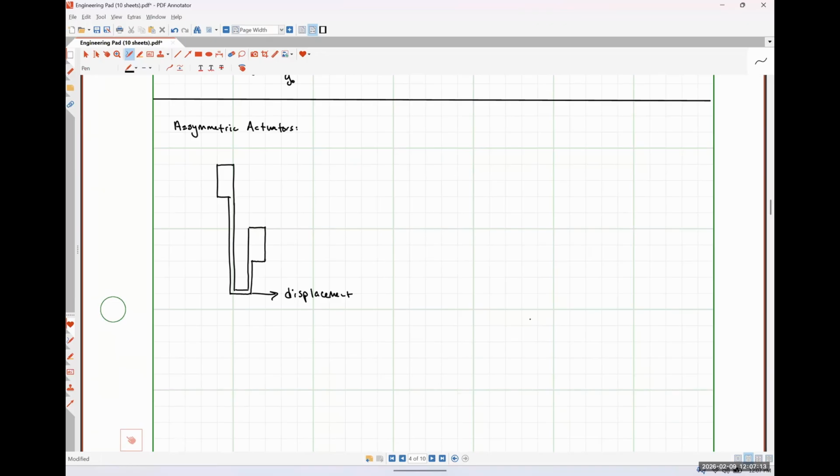Another way we can do something similar to this is to have two legs that are the same length, but one of them has a larger cross-sectional area. So we might have a situation like this where I've got what would be called my hot leg. And then I've got this one over here, which is my cold leg.